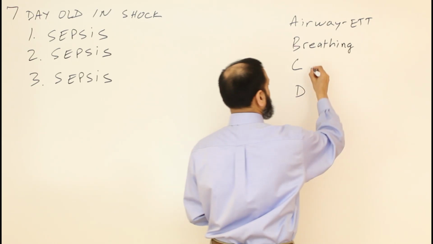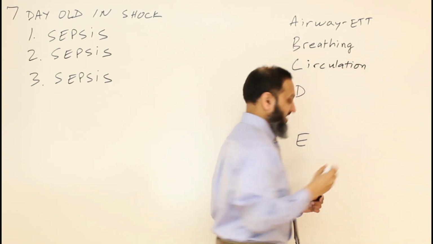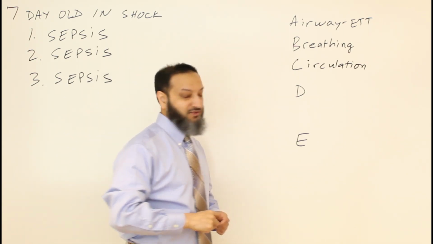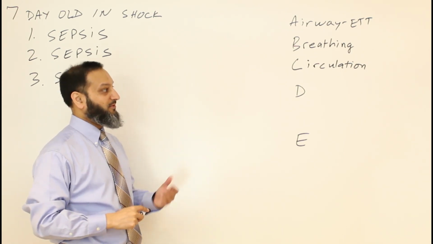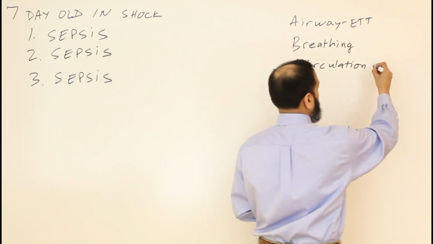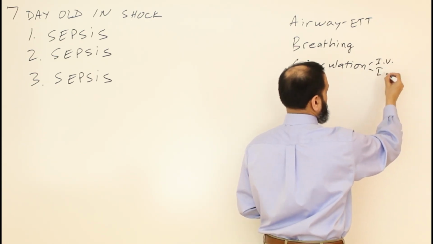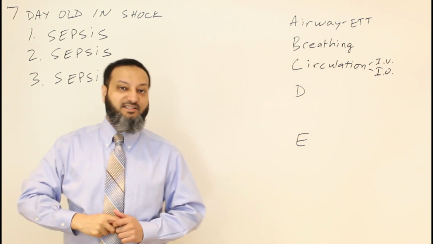C is circulation. So you're going to get IV access for this patient. Now in a 7-day-old infant, it actually might be very difficult to get a peripheral IV when they have poor perfusion. So you can try to get a peripheral IV, but if you're not able to, then you need to go to other access, and many times we'll do intraosseous, or an IO, to gain access.